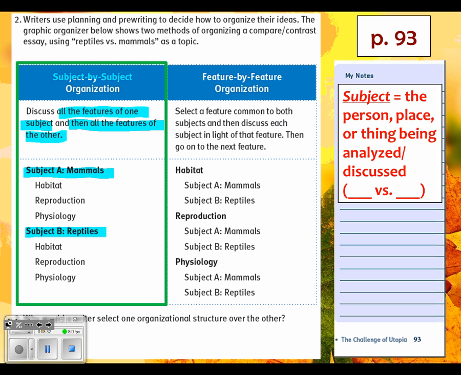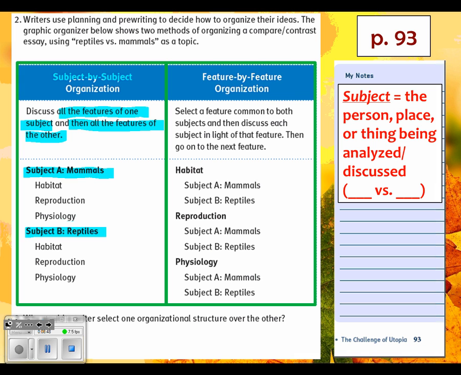But notice in your actual framework, even though it's going one subject at a time, each of the items that's helping the analysis goes in order. So mammals will first speak about habitat, reptiles will first speak about habitat, and so on.